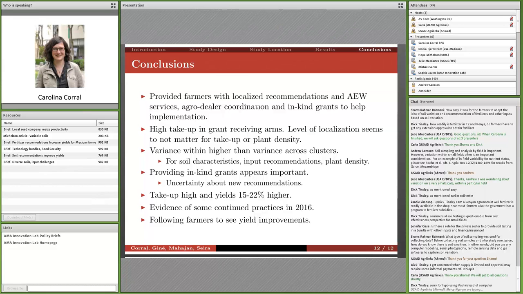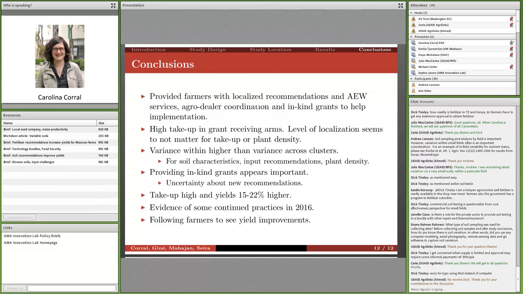Income grants are still a problem. But what we think is very important is that since farmers saw the results of all these efforts we did to try to get very tangible recommendations that will work for them, to see these results, these yields, actually helps them to be more convinced on adopting these practices the next year.